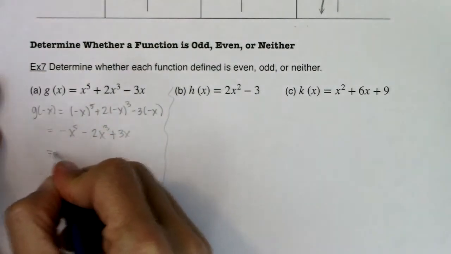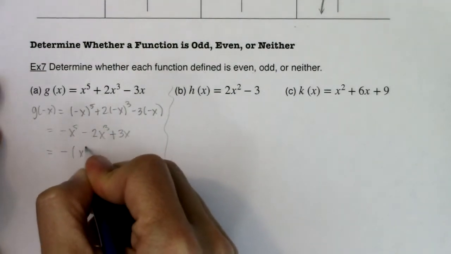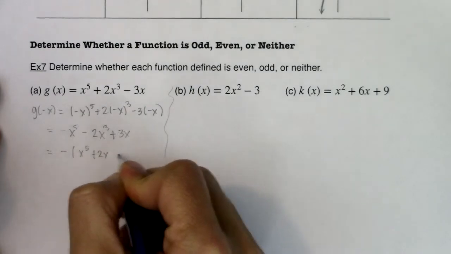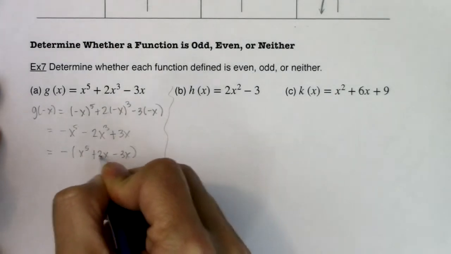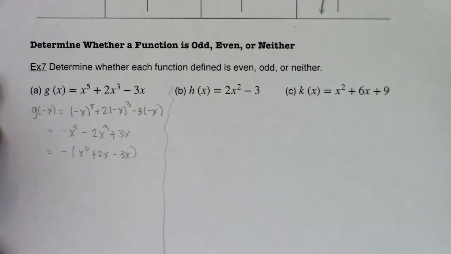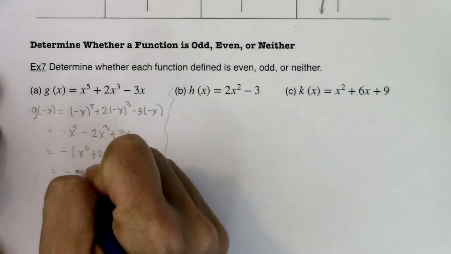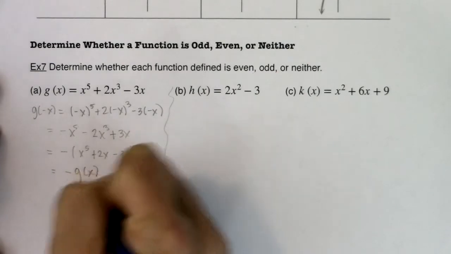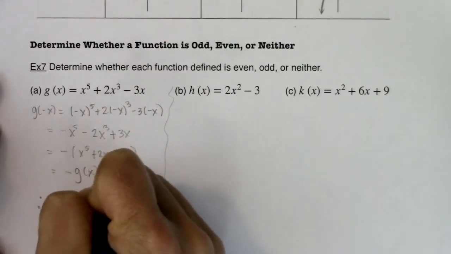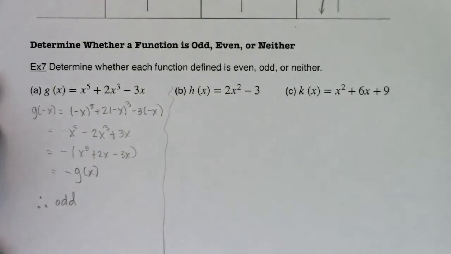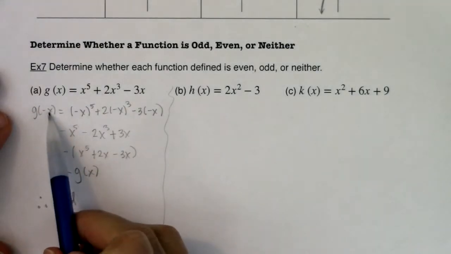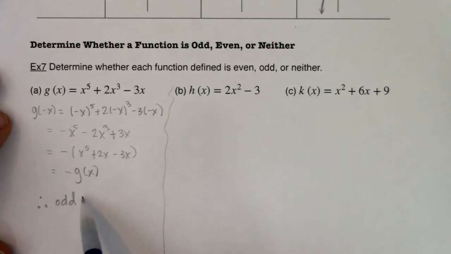So this, if I took a negative out, I would have my original function. If I factored out that negative, my original function pops back out. And when we get the opposite of our original function, then we say our function is odd. Okay? So I want to say it again. When you're trying to determine whether functions are even, odd, or neither, you will always plug negative x in for your function, and see what pops out.